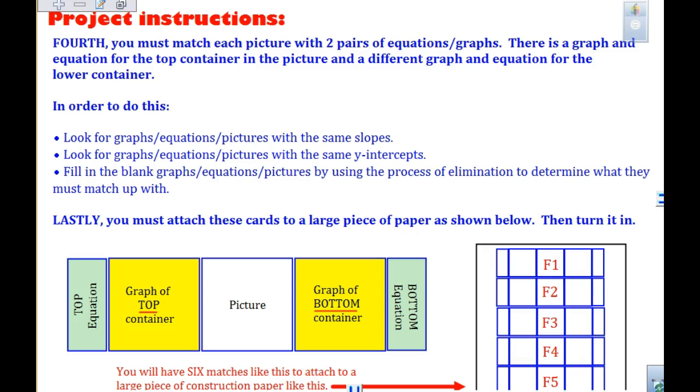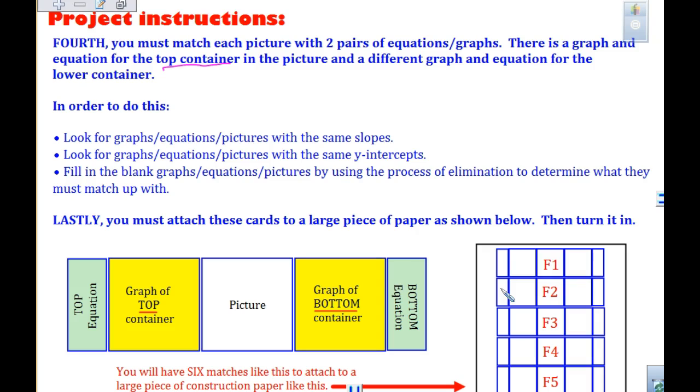So the fourth thing you must do is match each picture with 2 equations and graphs. There is a graph and an equation for the top container. So the top container, when you look at the pictures, which I'll show you in a minute, when you look at mine that I'm showing you up here, this top container, this is the graph that goes with the top, this is the equation.